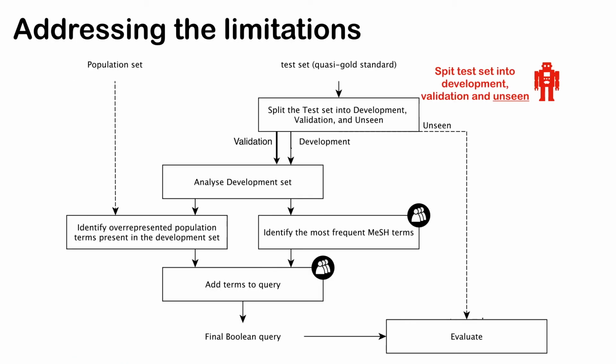We address each of these problems by computationally adapting the existing objective method. First, instead of splitting the test set into development and validation, we split it into development, validation, and unseen. Next, we use the validation set to tune the optimal document frequency parameters when analyzing the development and population sets.